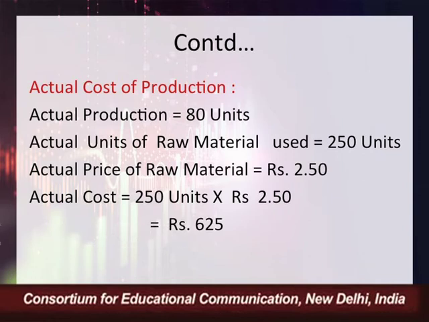Now this is my actual price, which is different from the standard price. Standard price was 2 rupees. Actual price of raw material is 2 rupees and 50 paisa. Now we can very easily calculate the actual cost. 250 units into 2.50 and my actual cost becomes rupees 625. So in this way, we have understood how to calculate the standard cost for actual output and actual cost for actual output. Once these two are computed, it is quite easy for us to calculate the variance.